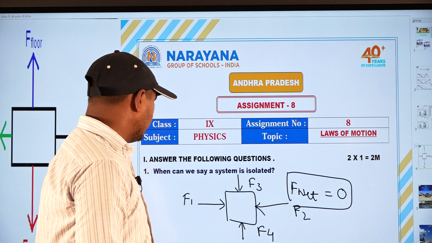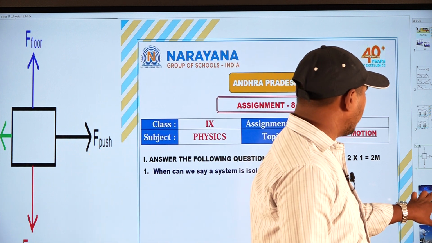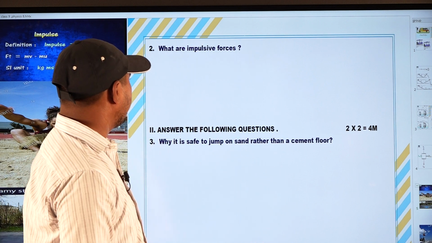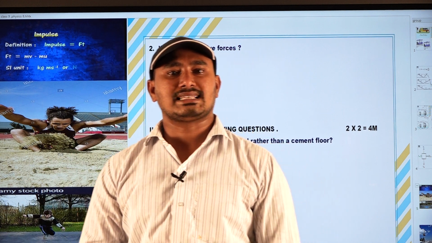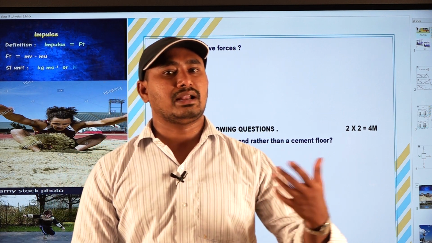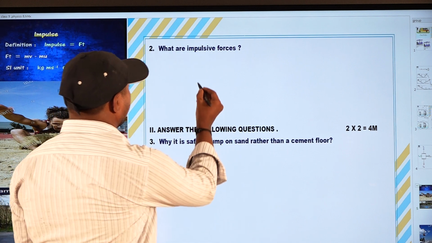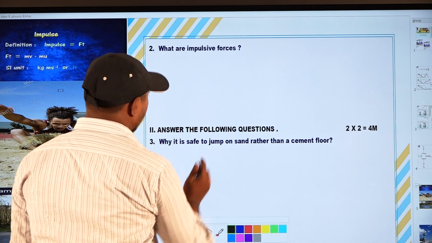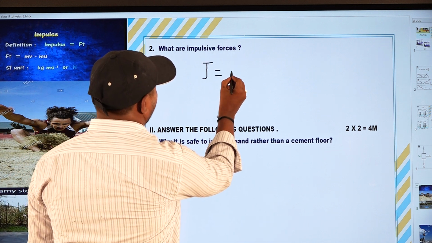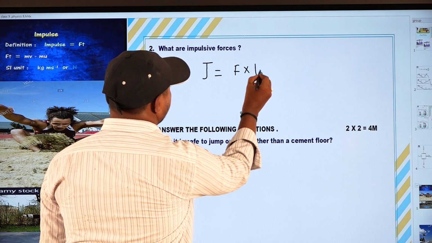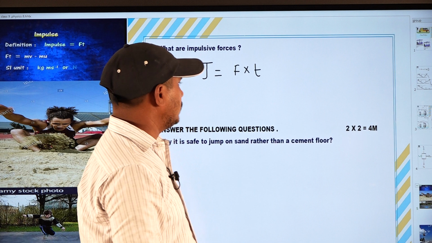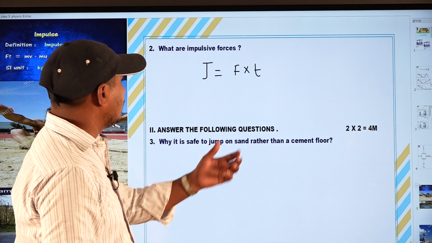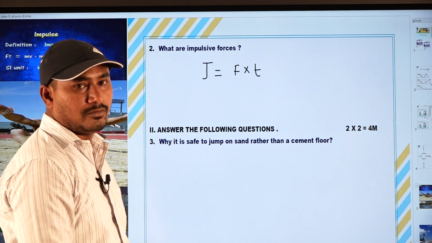See question number 2 here. The question is, what are impulsive forces? Impulsive force means the force exerted by an object over a limited time. You represent impulse with the letter J. J is equal to force into time. So the force exerted over a limited interval of time is known as impulsive force.